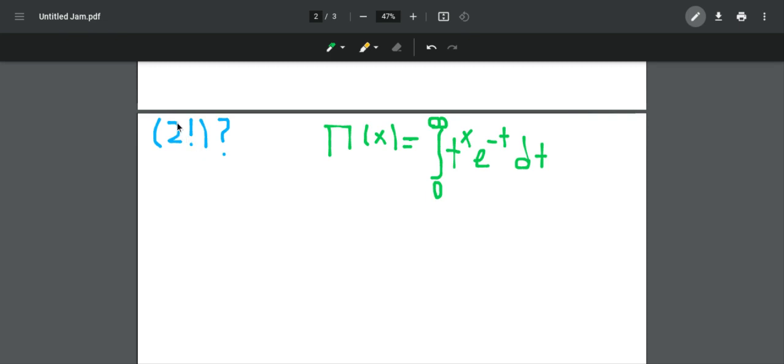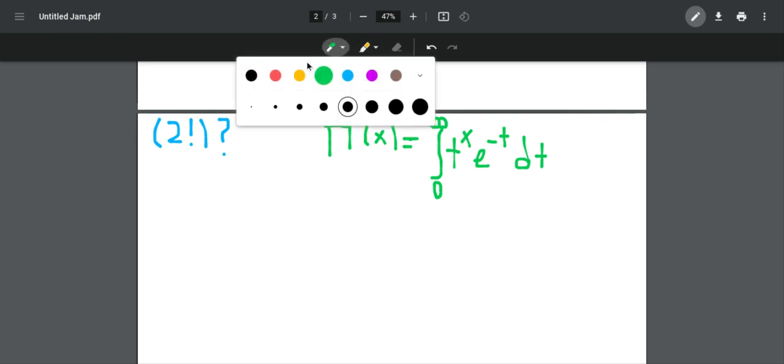But in this video, we want to use something that is known, 2 factorial, and solve this question using the definition of the pi function. So we know that the pi of x, or the pi function evaluated at x, is equal to the integral from 0 to infinity of t to the power of x times e to the power of negative t dt. Now, when we evaluate this pi function at 2, this is just an integral from 0 to infinity of t squared times e to the negative t.